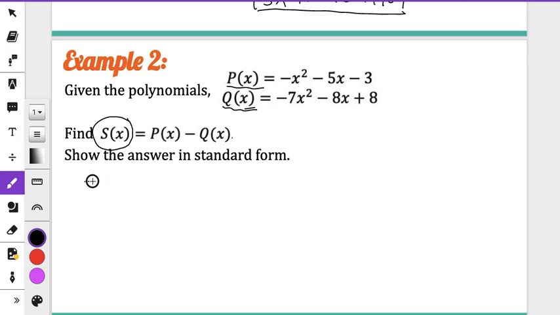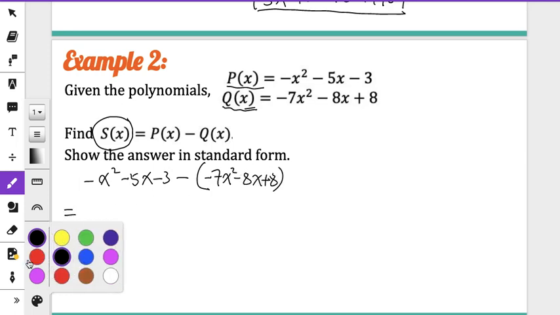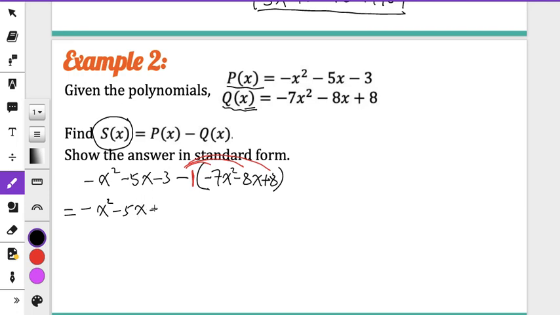Again, since P(x) is the first one, I just rewrite this one, and then subtract. Since this is subtracting, I'm going to use parentheses to remind me I'm going to change the signs. As you know, whenever you see subtracting, it is actually indicating there is an invisible negative 1. So I'm going to distribute negative 1 to everything. Basically, I'm going to change every single sign. Negative to negative is going to become positive. Everything is going to change to the opposite sign.